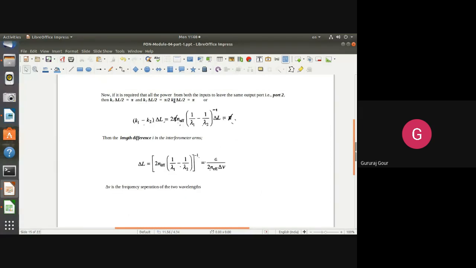If it is required that all the power from both the inputs leaves the same output port, that is port 2, then k1 delta L by 2 equals pi, and k2 delta L by 2 equals pi by 2. So the phase difference should be kept with this relationship.